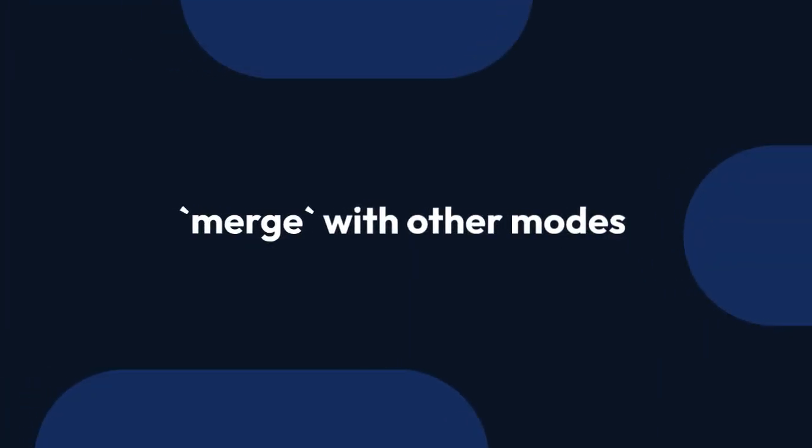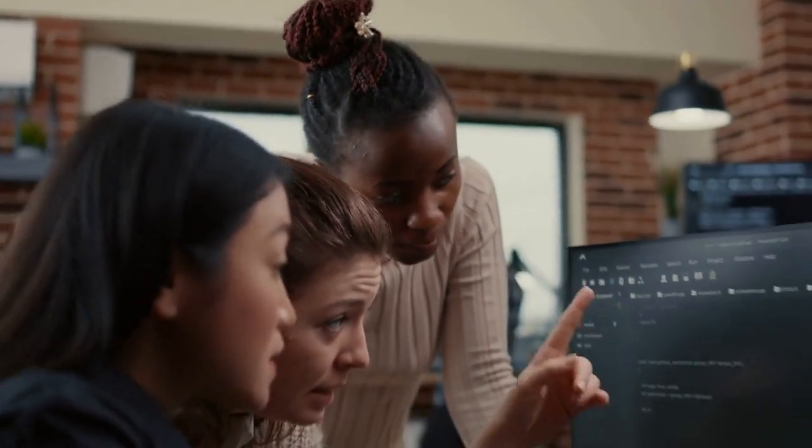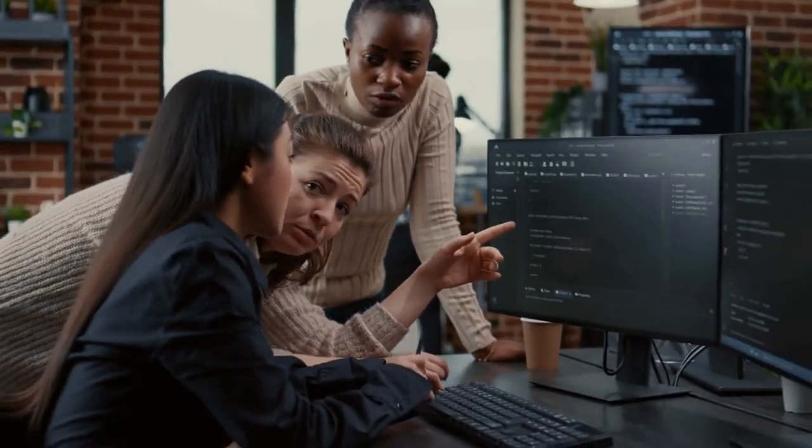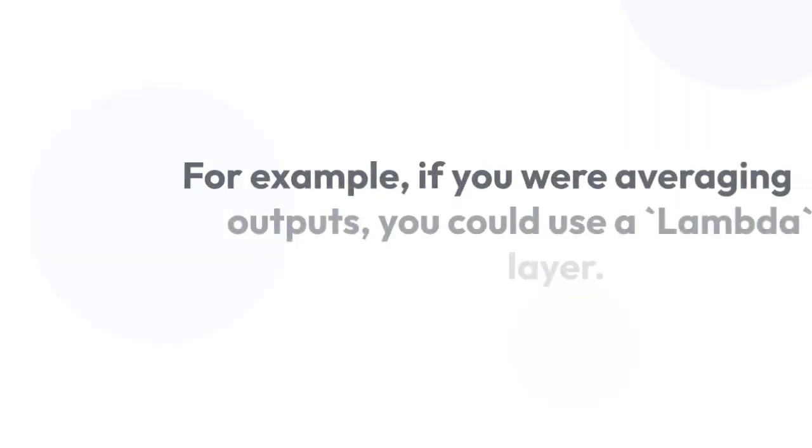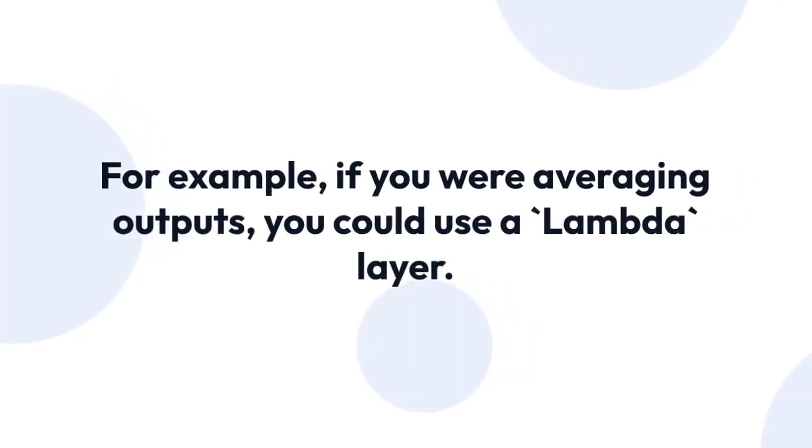Merge with other modes. Other merge modes are generally replaced with custom lambda functions or by using more appropriate Keras layers based on the intended operation. For example, if you are averaging outputs, you could use a lambda layer.